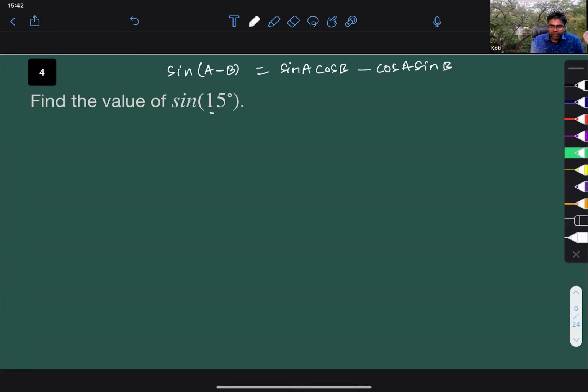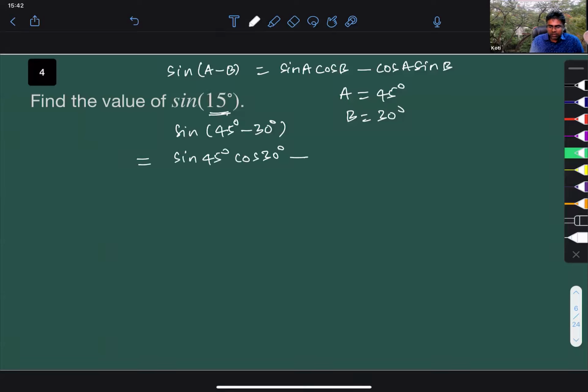Now this 15 degrees I can write as 45 minus 30. So sine 15 I can write as sine of 45 degrees minus 30 degrees. So my A is 45 degrees, my B is 30 degrees. Then I can use this identity, sine of A minus B. So what will that give me? It will give me sine 45 degrees cos B, which is cos 30 degrees, minus cos A, which is cos 45 degrees, and then sine B, which is sine 30 degrees.